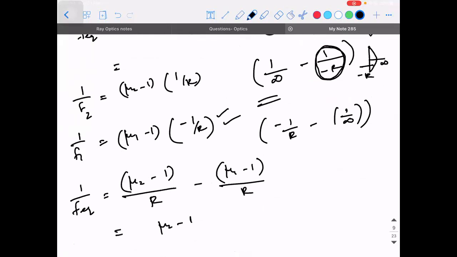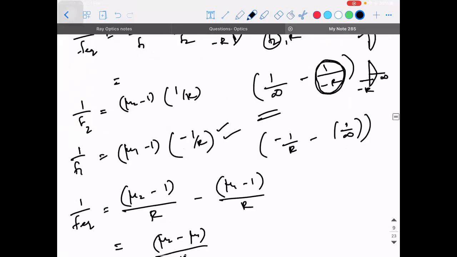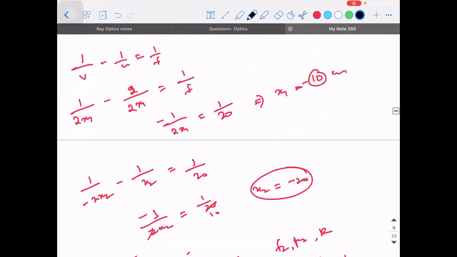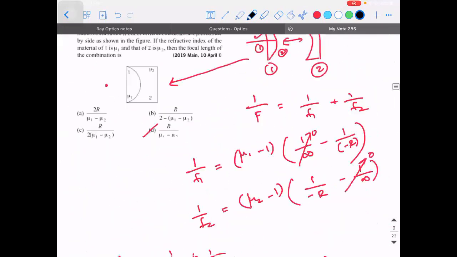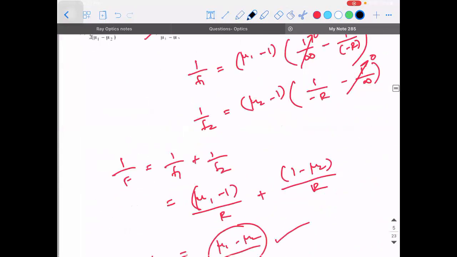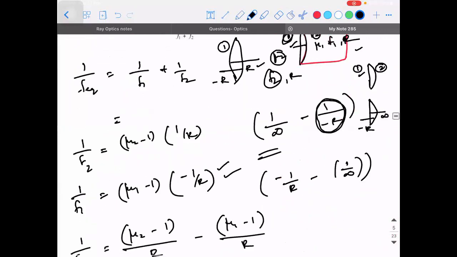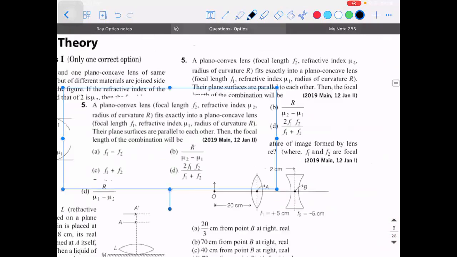So mu2 minus mu1 divided by r, r by mu1. It's actually the first problem. What was the first problem they asked? The same, sir. Same, right? Yes. Same question. Okay. Yeah. Let's move on to the next one.